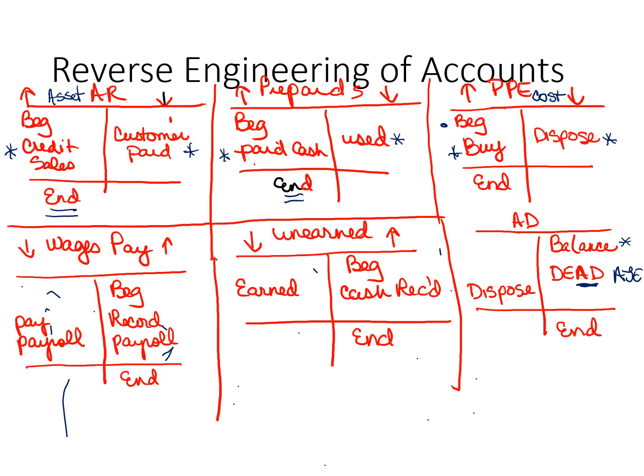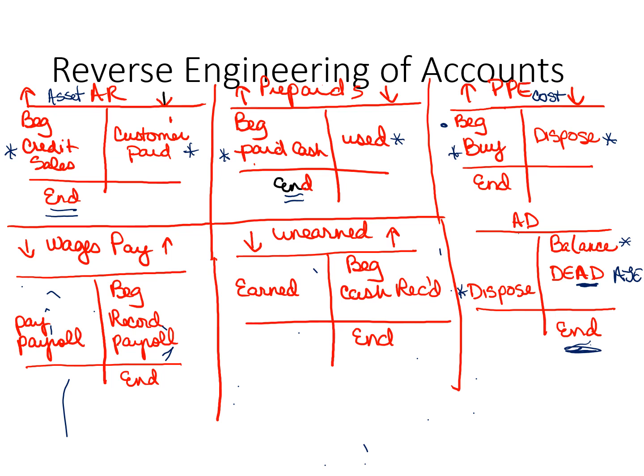Now, the only thing that will be debited to accumulated depreciation is when we dispose of a piece of equipment, because if I dispose of it, I have to get all the accounts associated with that piece of equipment off of my books. So not only will I remove the cost of the machinery that I dispose of, but I'll also remove the accumulated depreciation on that machinery. And that's how I get the ending balance in accumulated depreciation.